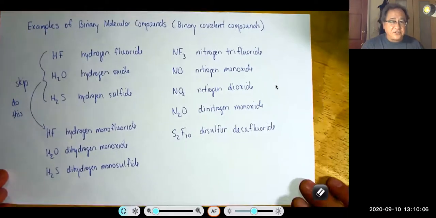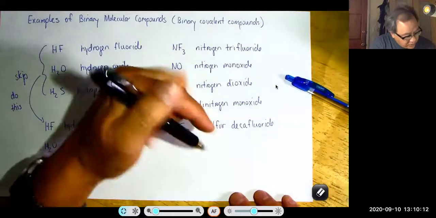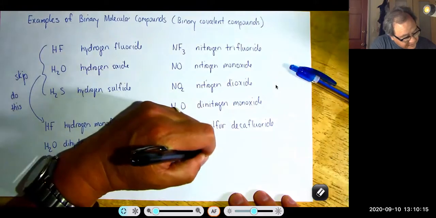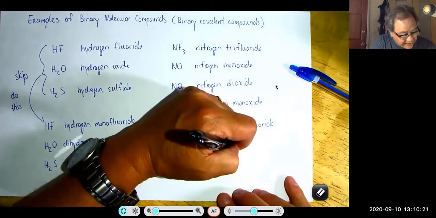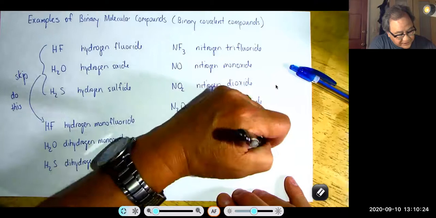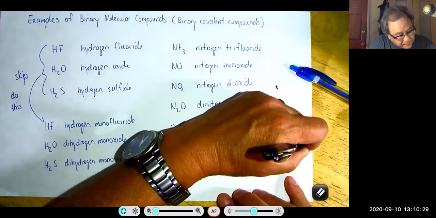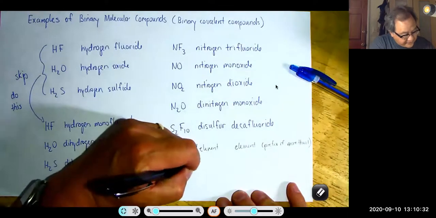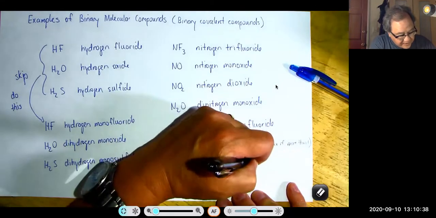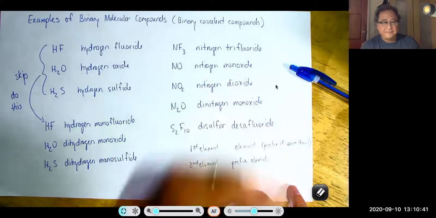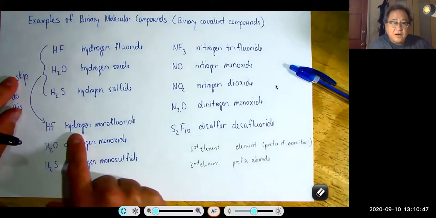So that means that, just to remind you, I'm going to write the rules down again. The first element, we use the element and the prefix, if more than one. And the second element, we use prefix, element-ide. So if we take a look at HF, HF becomes hydrogen monofluoride.